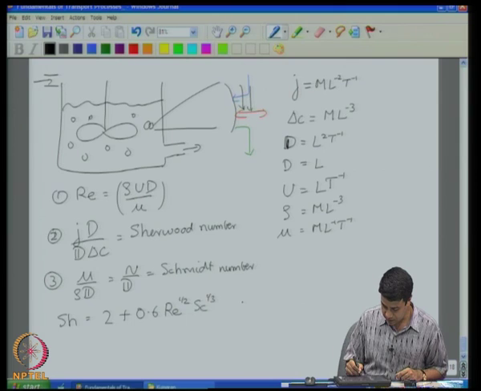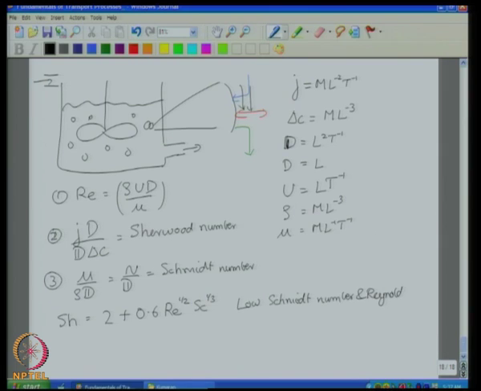This is in the limit of very low Schmidt number and Reynolds number, where the flow is basically in the laminar state. Now, if the Schmidt number is large, then I have a correlation of the kind Sherwood number is equal to 1.24 Re to the power 1/3 Sc to the power 1/3. This is in the limit of high Sc and laminar flow.